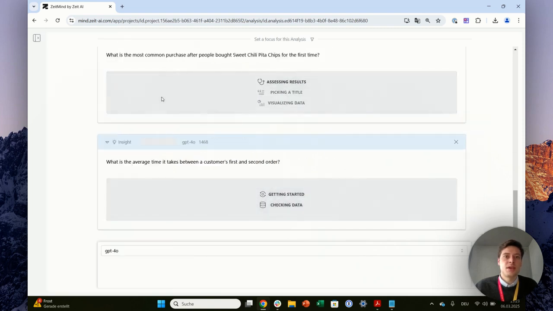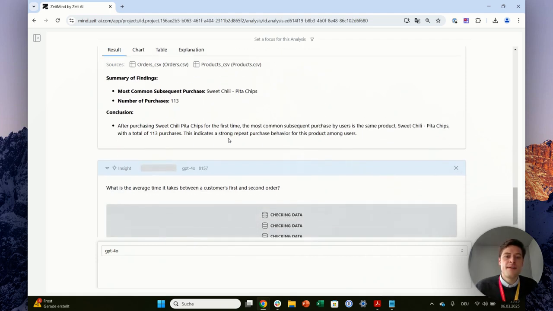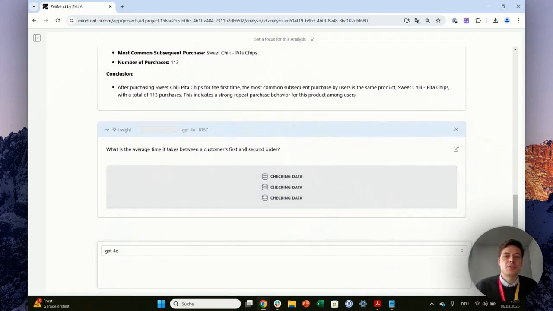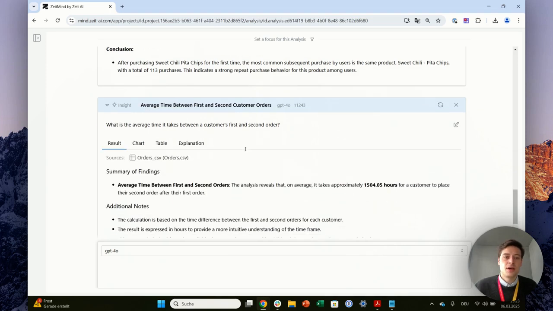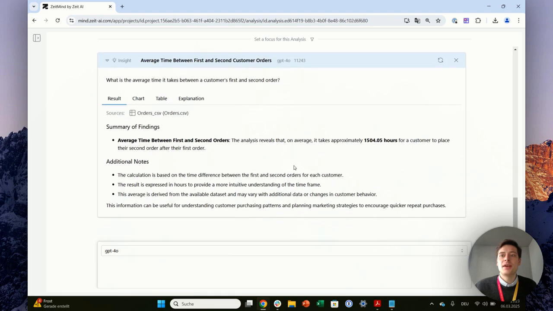And it seems like the most common purchase is, again, sweet chili pita chips. So people seem to be buying the same chips over and over, which is a fair assumption. And when we get this response, we probably have a good idea of when to follow up with someone who's bought that product for the first time, and ask them whether they would like to consider another order.